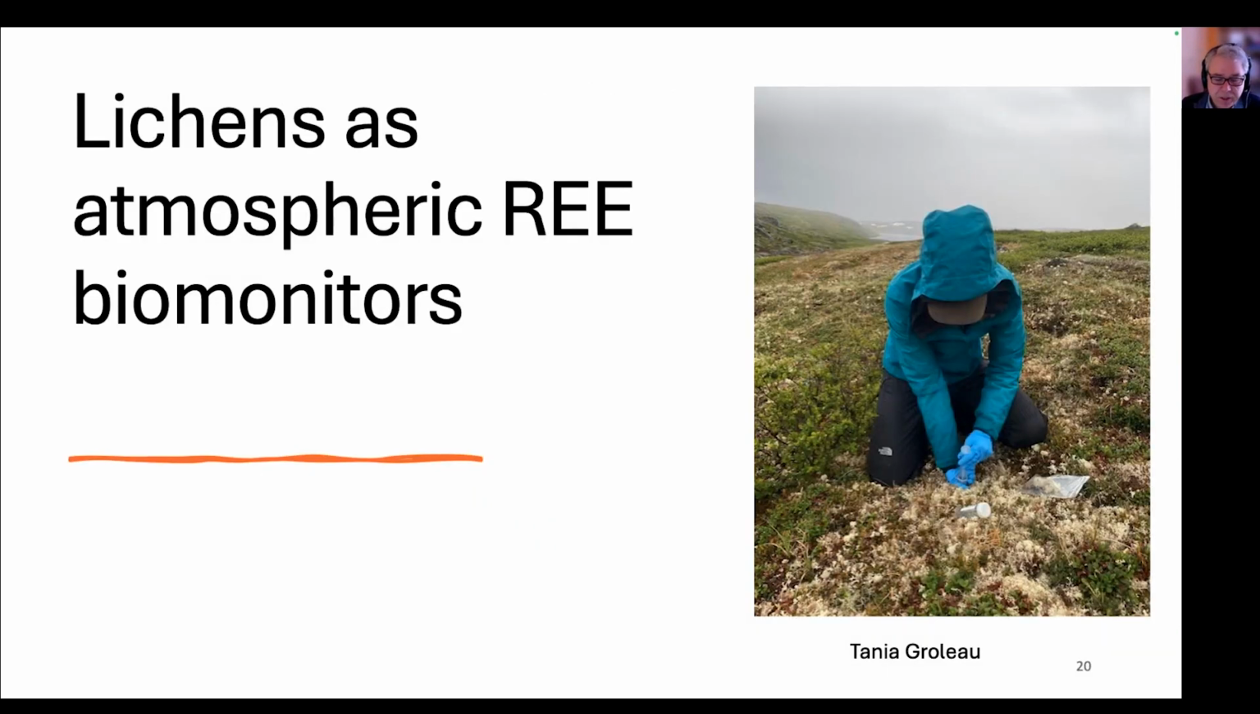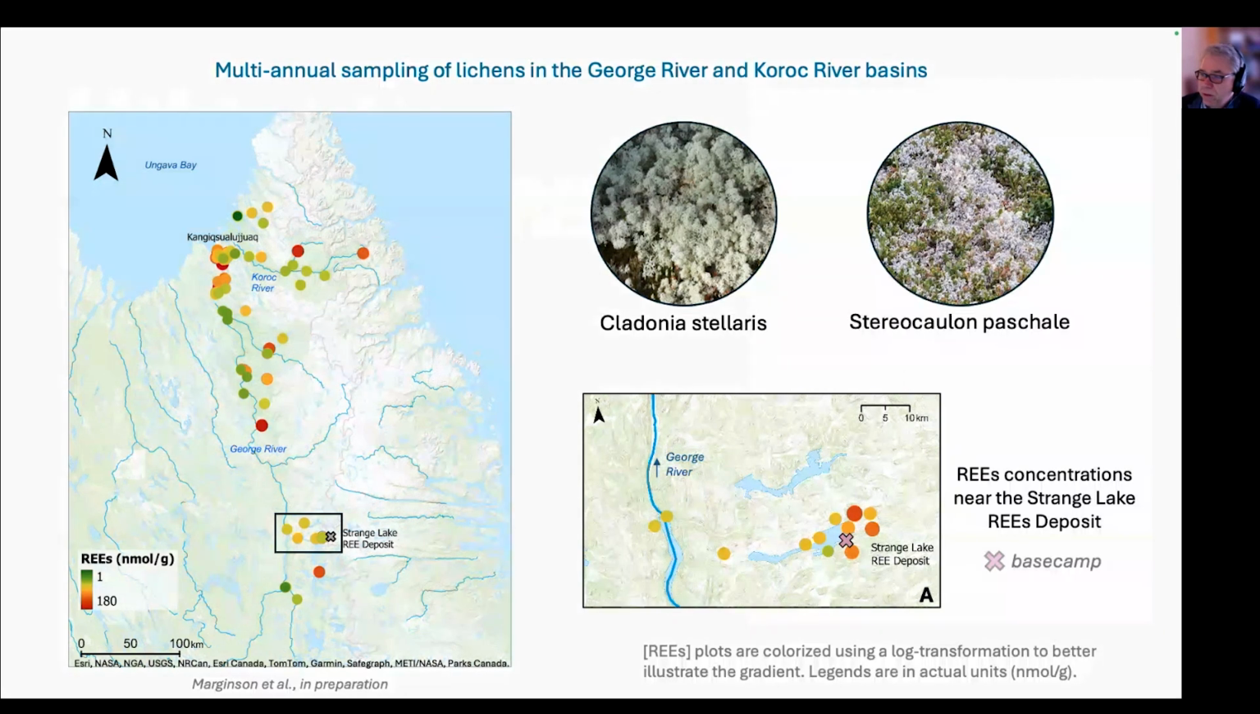Now, I've modified my presentation to put more emphasis on biomonitoring because it's AMAP. It's also organized partly as a part of AMAP. So I've chosen to talk about lichens a bit more because we are looking into them as possible biomonitors of atmospheric deposition. We've collected these lichens across the George River system and the Koroc system, with the help of the Nunavik Research Center, who were able to collect many samples near the Strange Lake deposit, near Lake Brisson here, where the mine will or may eventually be built.